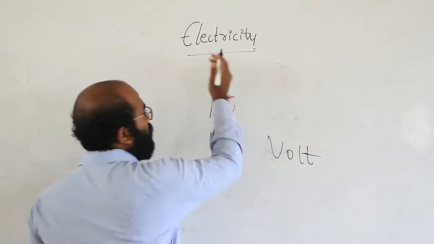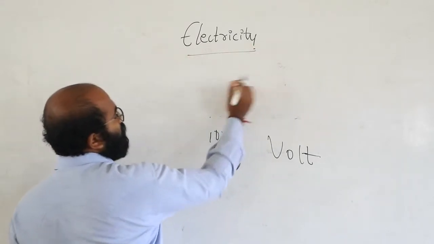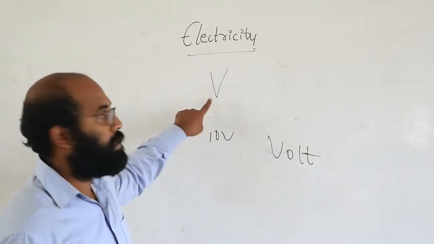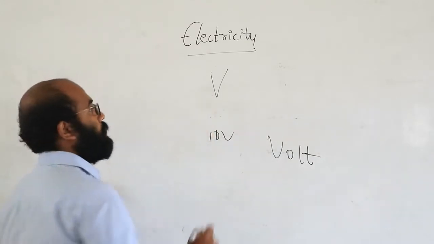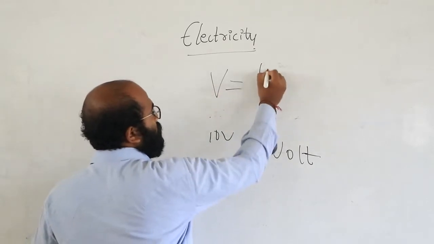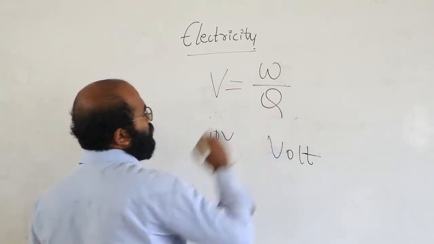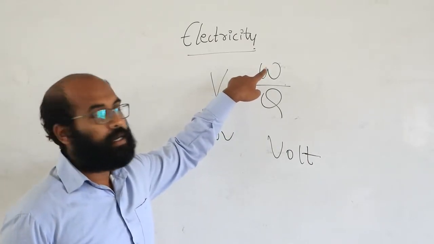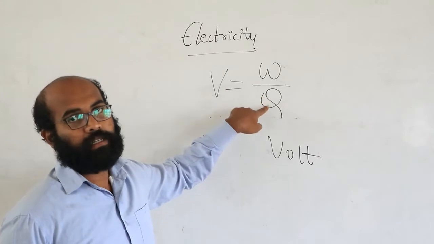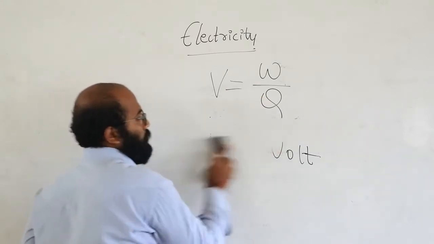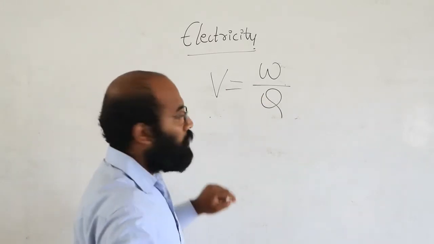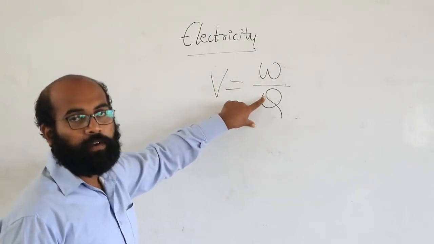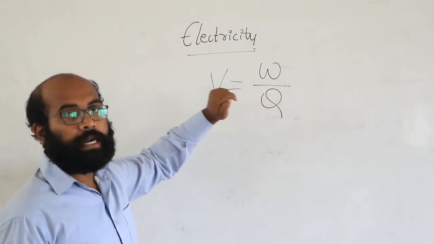When you want to write the expression, you represent potential difference using capital V. It is V = W by Q. Here W is the work done and Q is the charge. So it is the work done to move charge from one point to another point in a conductor.